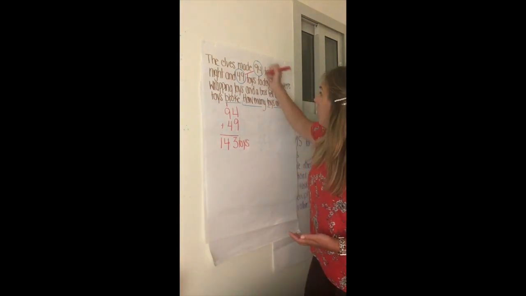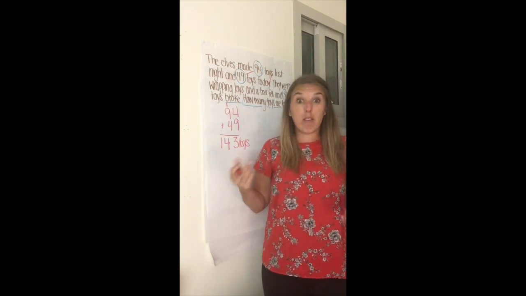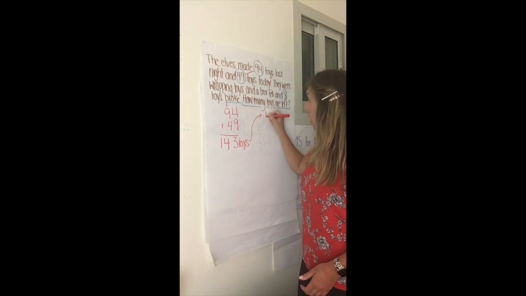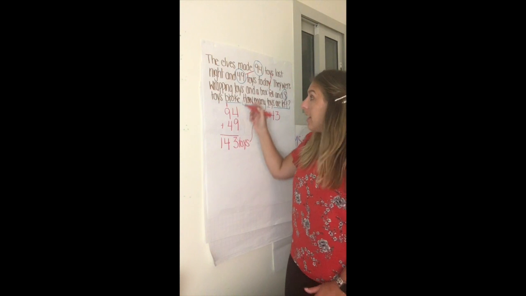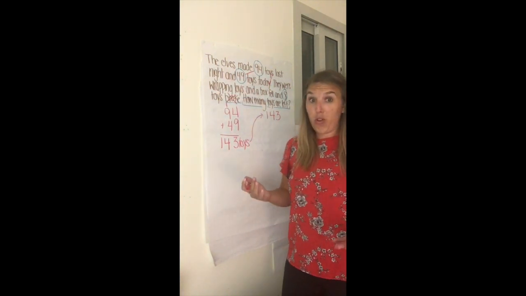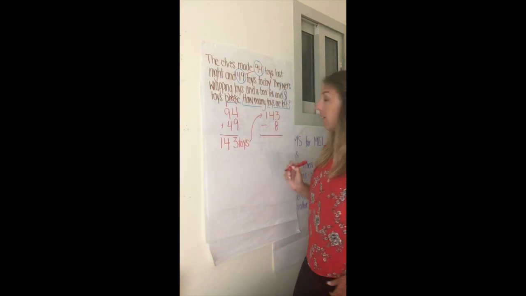Perfect. So we've solved this part. We know how many toys they made. Then they say that 8 toys fell and broke. So we take our total number of toys, 143, and we subtract 8 because these toys broke. They're no longer good. That's it. They're not going to help us. So we know that they lost 8 toys. So I line up my 8.